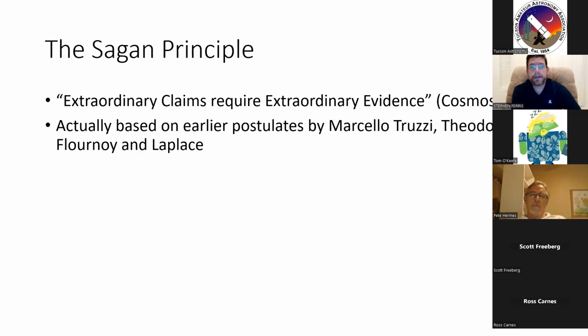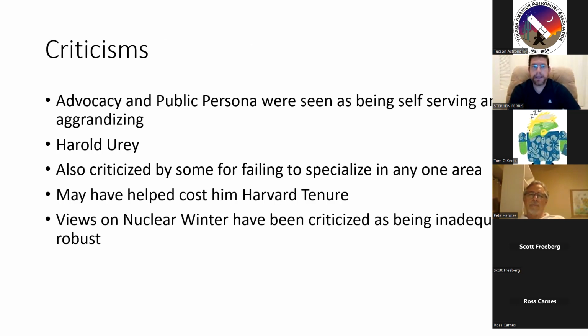Another term he's known for is the Sagan principle, which is the quote that extraordinary claims require extraordinary evidence. It actually is quoted from Cosmos, the book, not necessarily the TV series, although I think he said it in there too. It's actually based on an earlier postulate by Marcello Truzzi, Theodore Flournoy in an early science fiction work, and then Laplace, 18th century scientist.